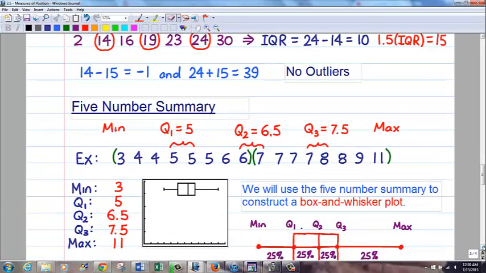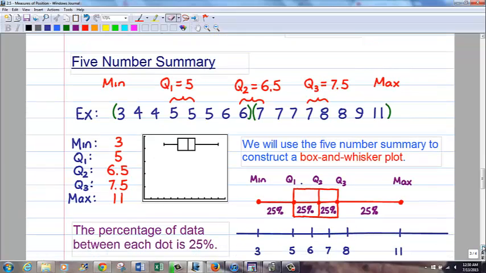Now here's that 5-number summary thing I told you the calculator will spit out, or you can do it manually. So here's a little data set that we concoct the 5-number summary for. And here's a new type of graph called a box and whisker plot.